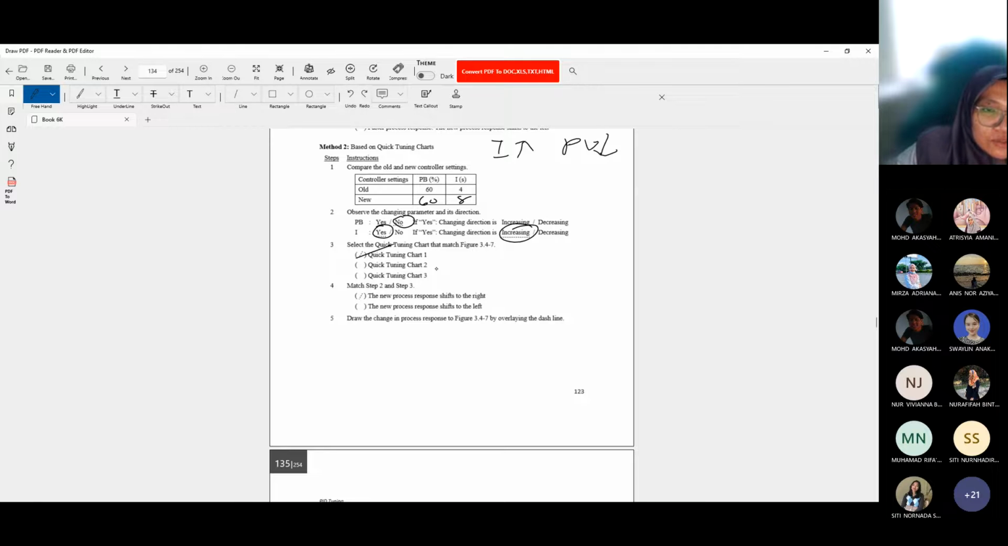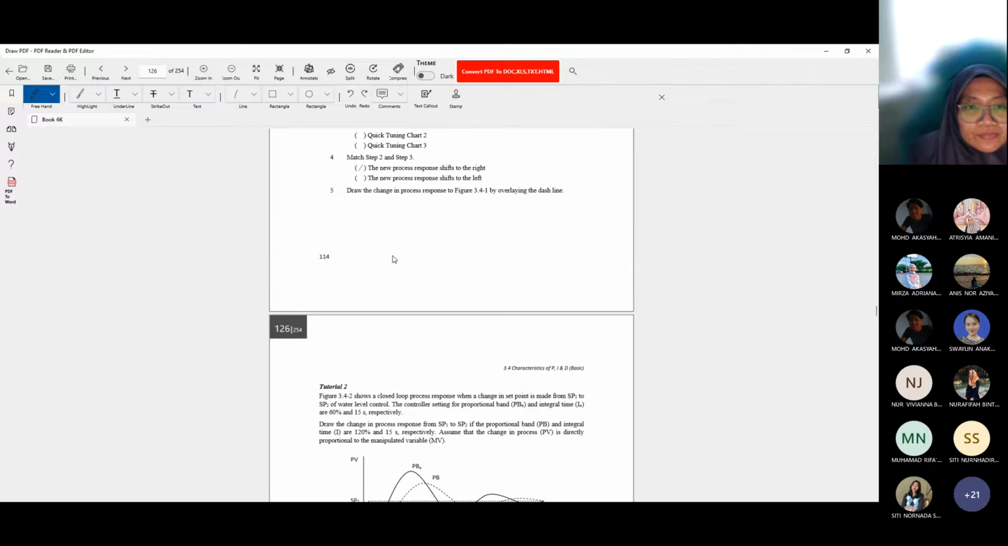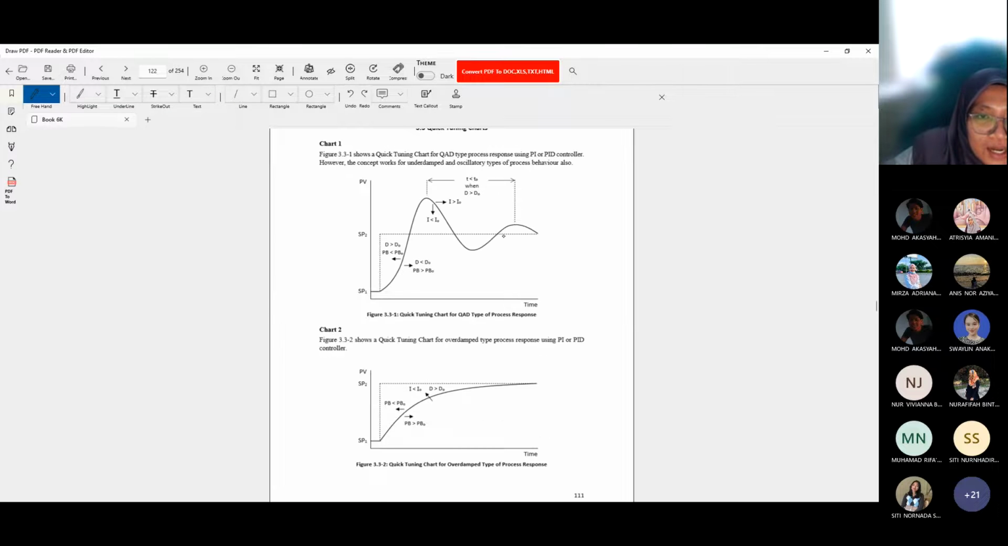Okay. So for the 4th step, you need to match steps 2 and 3. So now you increase I, you refer to chart 1. I increase, what would happen to your process response? Refer to this one. To the right. Yes, shift to the right.